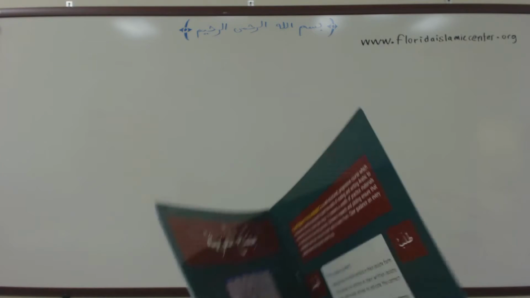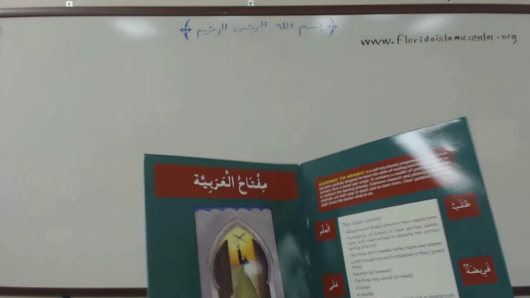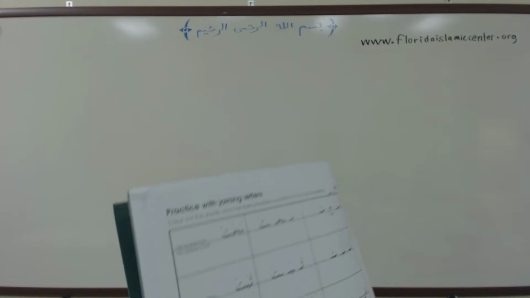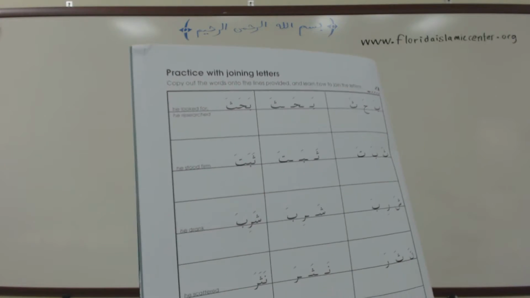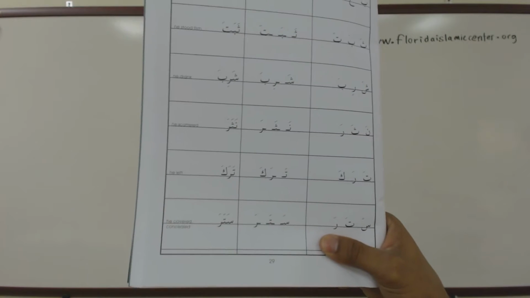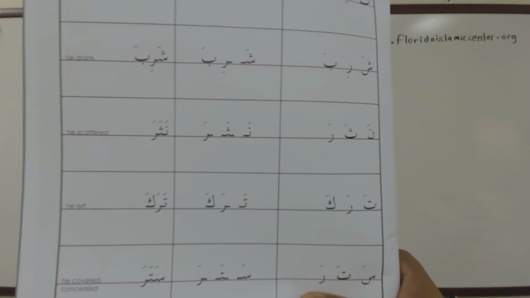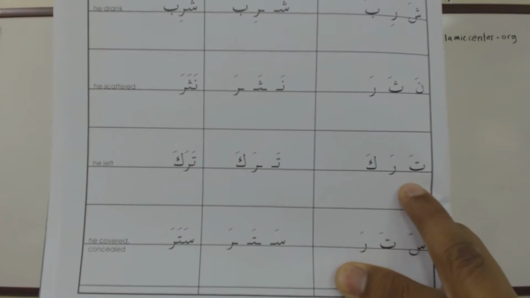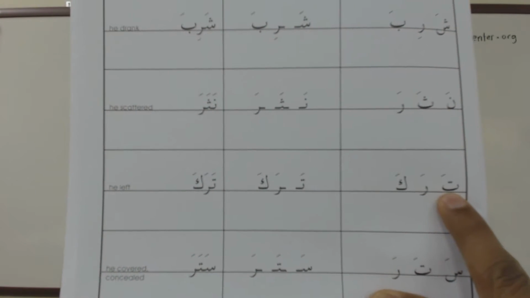We're on page 29 in our book, Miftahul Arabiya, Gateway to Arabic. So on page 29, we're going to continue with the rest of the words. And in fact, all of these are verbs. Okay, now let's go to the fifth one. Let's try to read it.